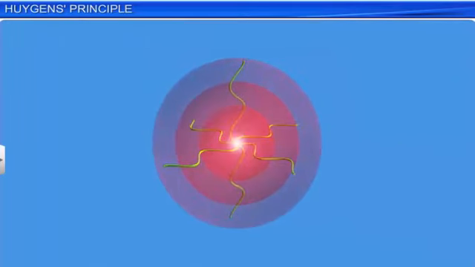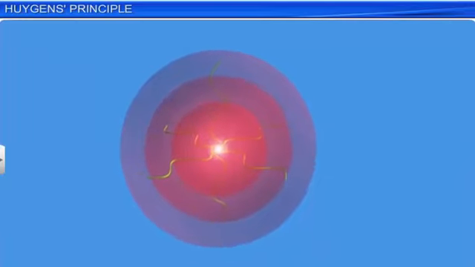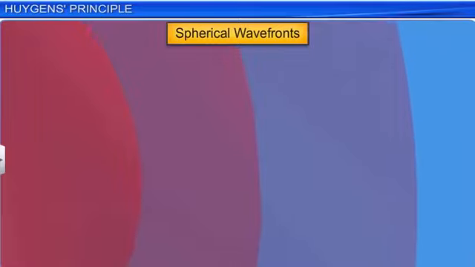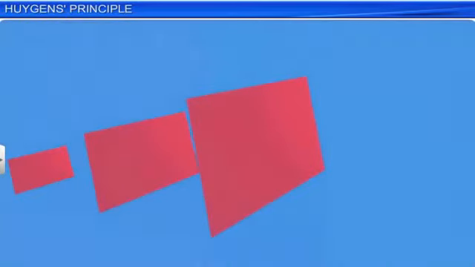At a large distance from the source, these spherical wavefronts have large radii of curvature. A small portion of a spherical wavefront at a very large distance from the source can be treated as a plane wavefront.